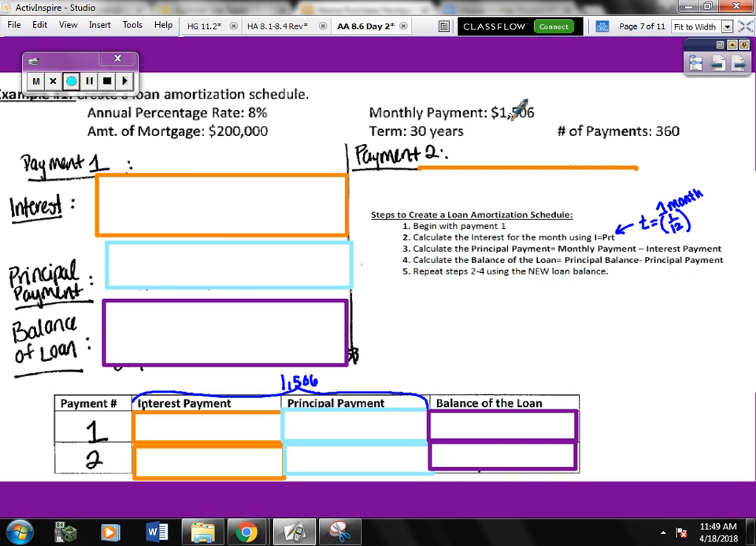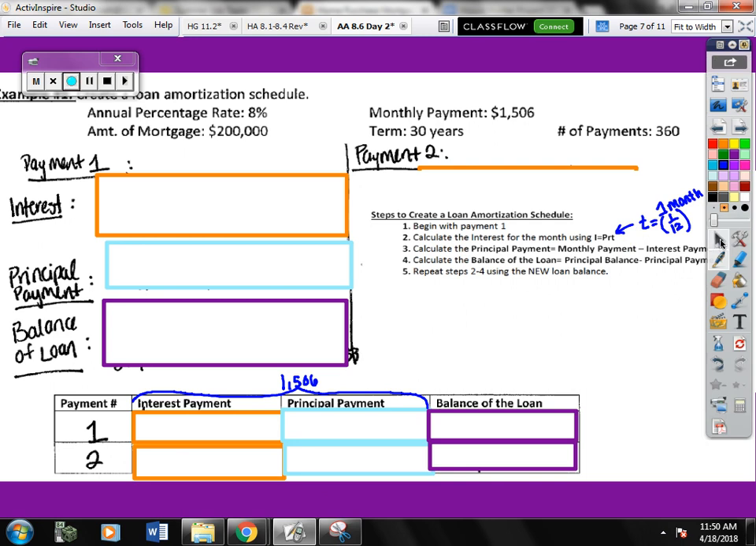All right, so to start out, I just split this up into 2 columns, payment 1 and payment 2. And I also broke it up into my 3 titles of the values in my chart. So I have interest, principal payment, which I usually abbreviate PP, and balance of the loan, which I usually abbreviate BL, if you want to for short. You want to have 3 different pieces because we have 3 numbers that we have to calculate. All right, so for interest, it tells us to calculate the interest using I equals PRT. So that's what we're going to do.